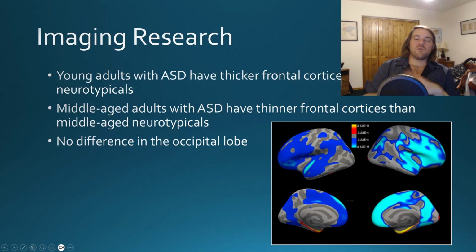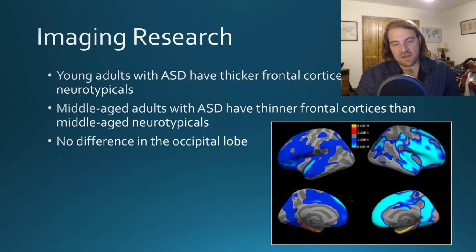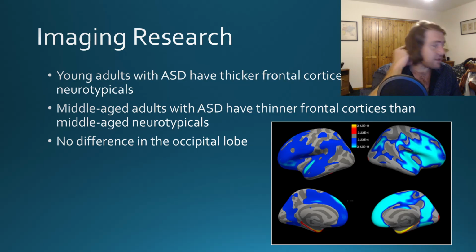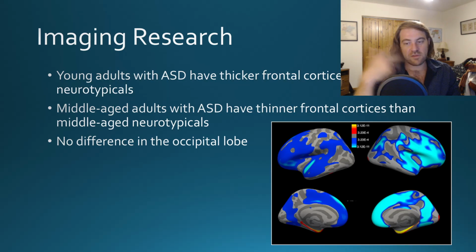We've also got imaging research that we can do in addition to these kind of behavioral tasks. Some of the research that's been done shows that young adults with ASD have thicker frontal cortices than neurotypicals. Middle-aged adults with ASD have thinner frontal cortices than middle-aged neurotypicals. But there's no difference in the occipital lobe. Remember, the occipital lobe is where vision is processed back here in the back. And, of course, frontal is where decision-making happens.